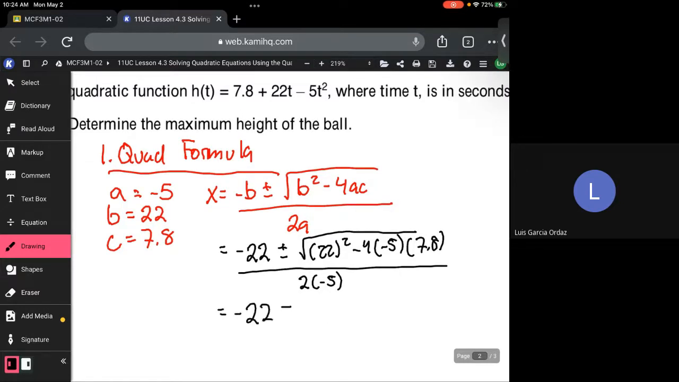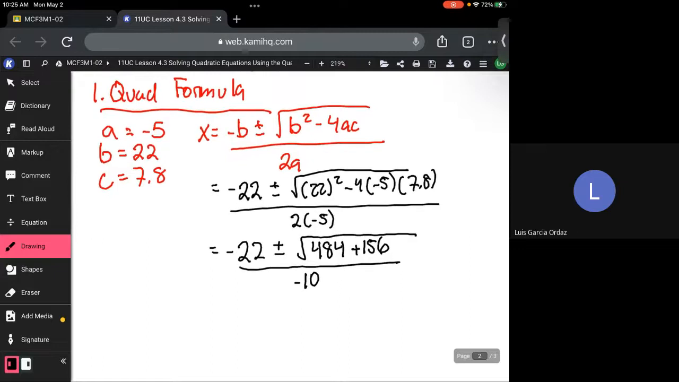So can someone tell me what 22 to the power of 2 is? 484. What's -4 times -5 times 7.8? 156. And 2 times -5 is -10. So what's in my square root? What's 484 plus 156? 640.